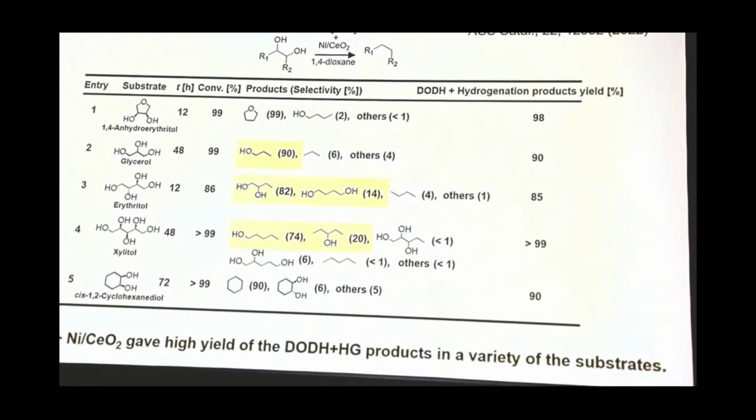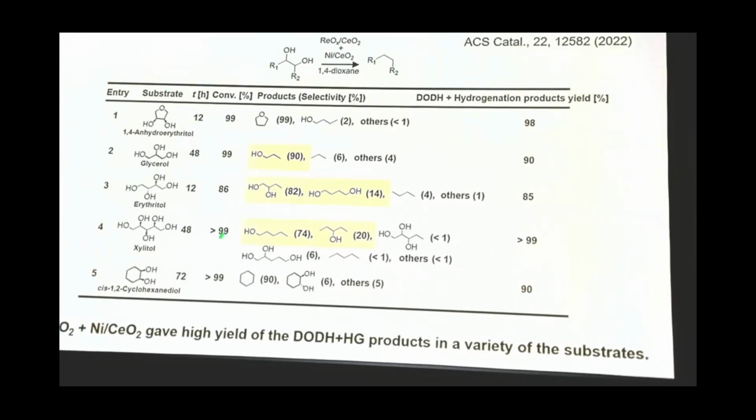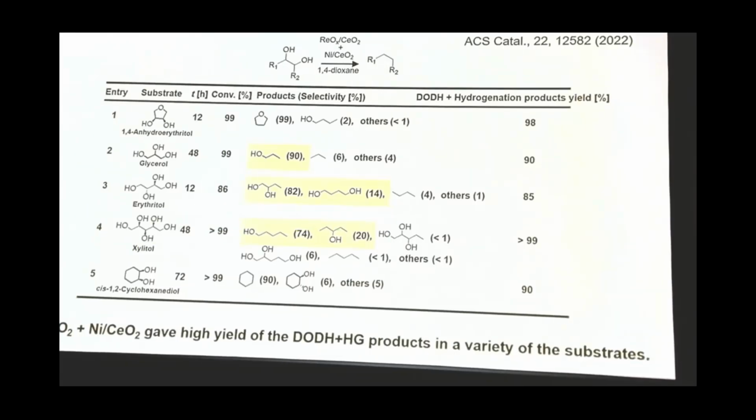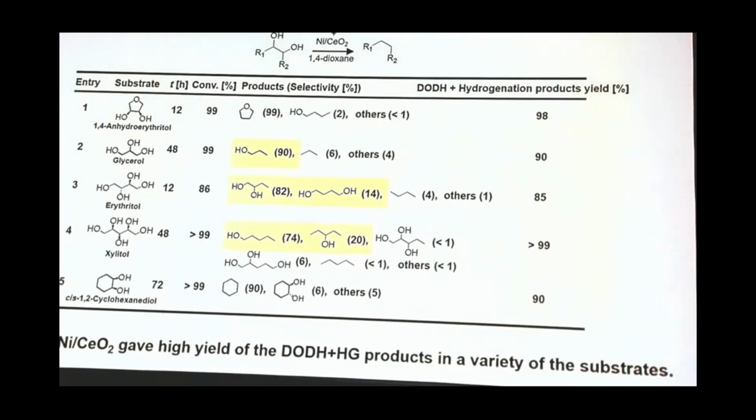Okay, this catalyst can be applied to various kinds of substrates. Like this, for example, xylitol is converted to 1-pentanol and 3-pentanol in high yield.